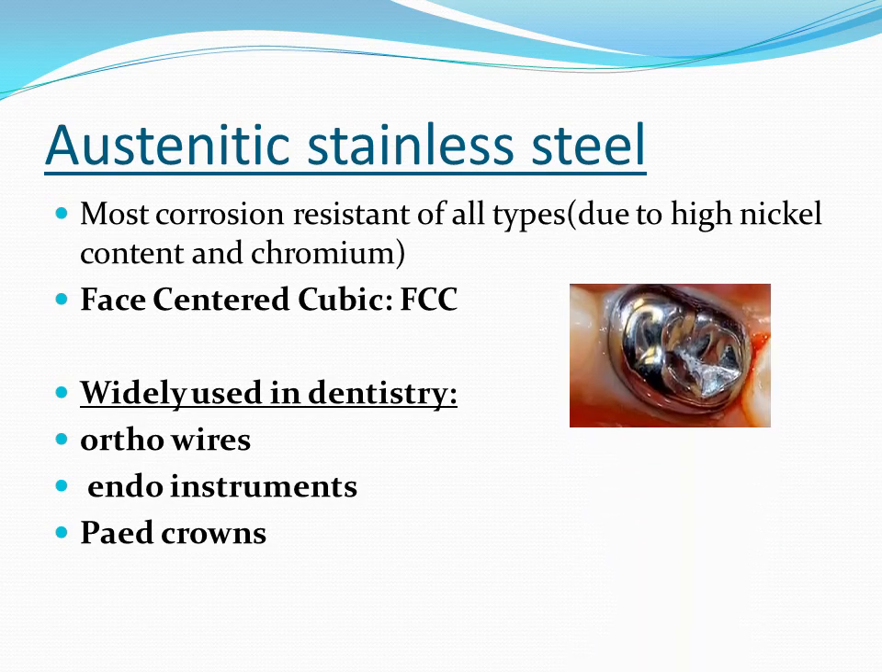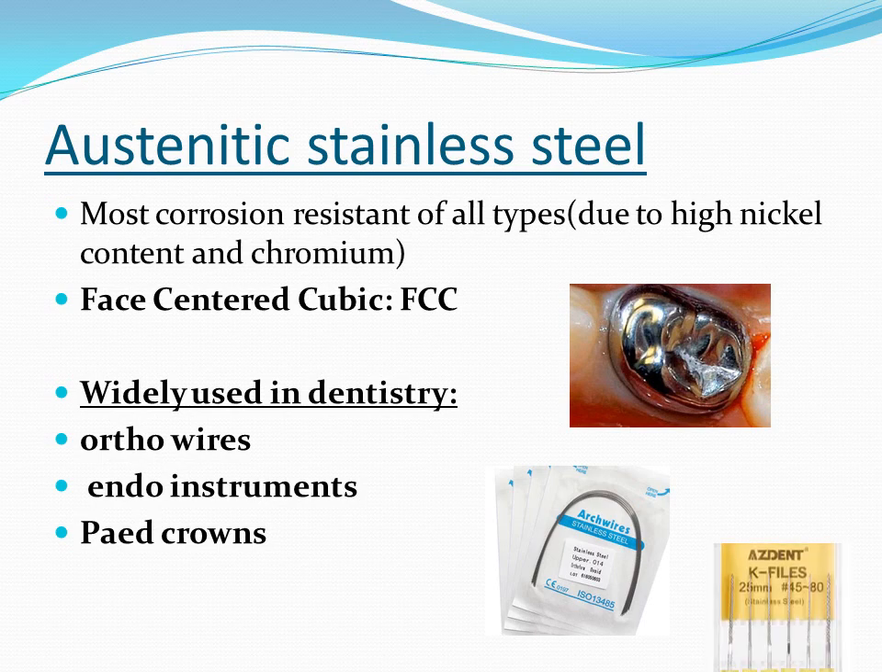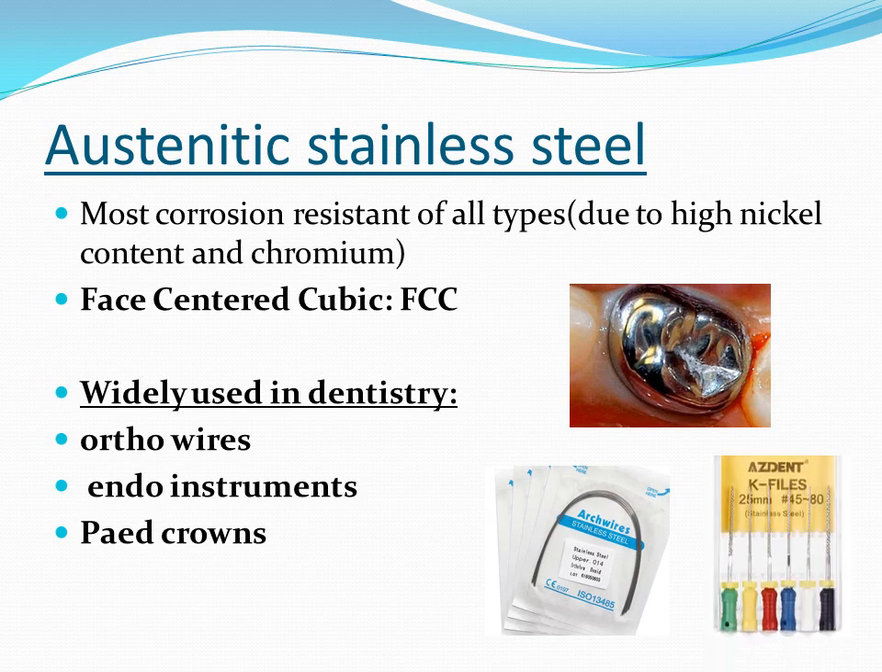So this is basically a pediatric stainless steel, austenitic stainless steel crown. This is an orthodontic wire, also called austenitic stainless steel orthodontic wire. And these are the endodontic files used for root canal treatment, also made up of austenitic stainless steel.